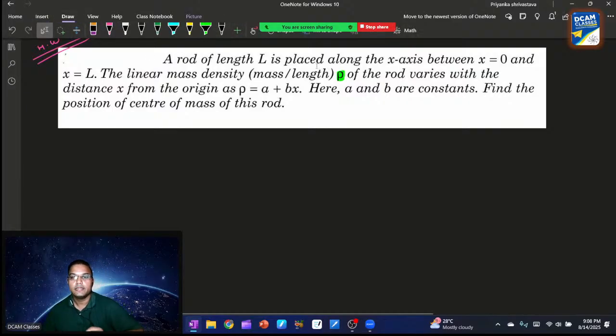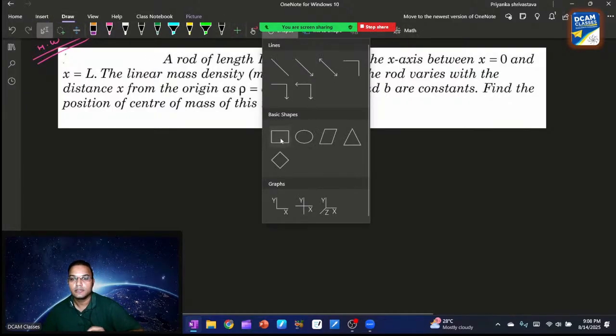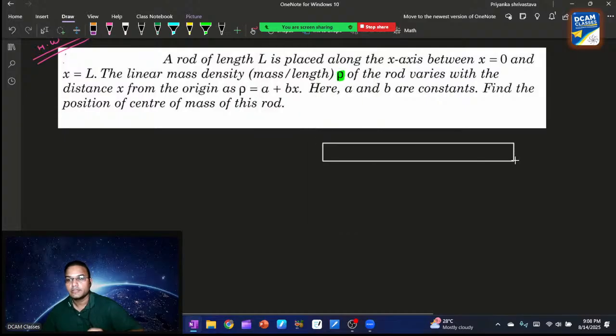Here, a rod of length L is placed along the x-axis between x equal to 0 to x equal to L. The total length of the rod is L, capital L. Mass density means mass per unit length. Rho is given to be A plus Bx. A and B are constants. Find the position of center of mass of this rod.